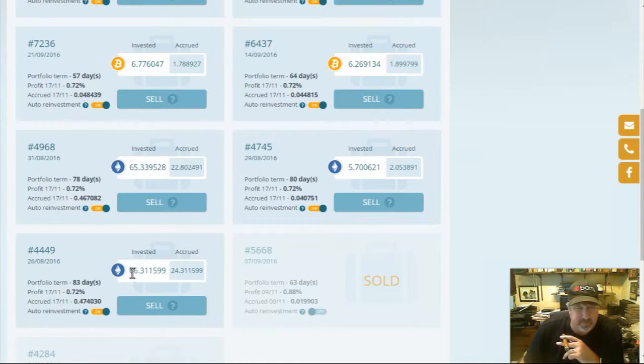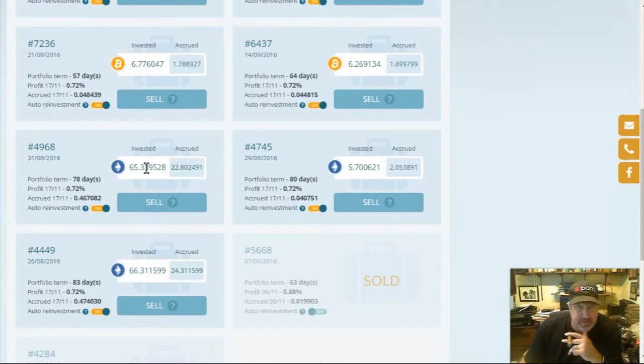42. You can see it says invested now 66.311, and 24 of that is accrued. That means I started with 42 Ethereum 83 days ago. And if you do the math on that, making 24 Ethereum on the 42 I started with is about a 57% increase in portfolio value in those 83 days. And that's 83 calendar days, much fewer trading days.